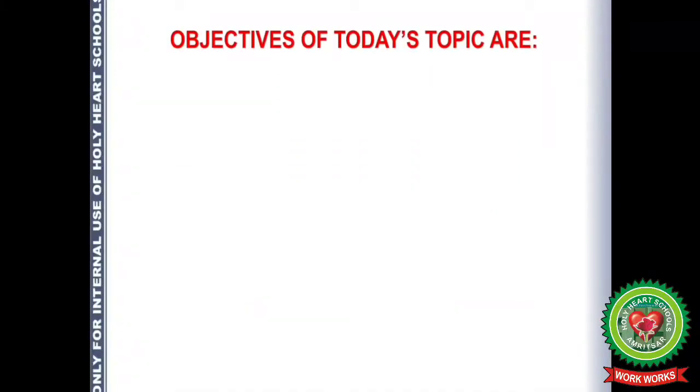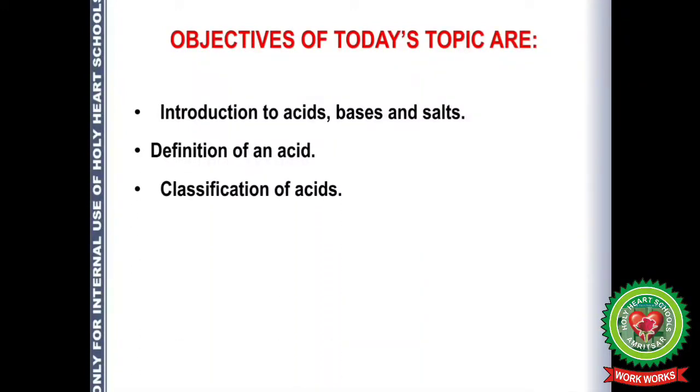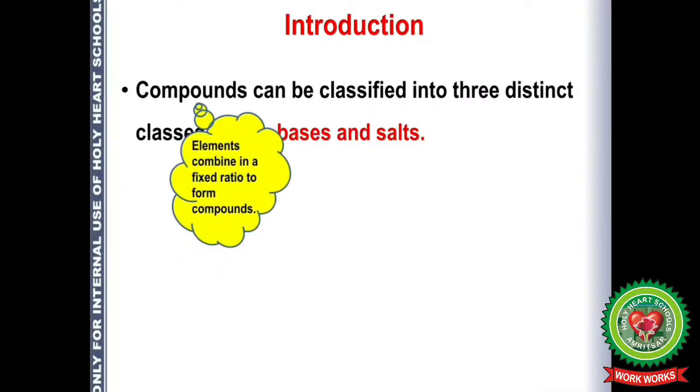In today's lecture, we will discuss the introduction to acids, bases and salts, definition of an acid and classification of acids. We know that compounds are classified into three distinct classes, that is acids, bases and salts. What are these compounds? Elements that combine in a fixed ratio are known as compounds. For example, hydrochloric acid. In hydrochloric acid, one hydrogen combined with one chlorine to form HCl.